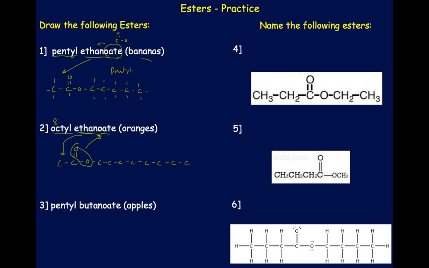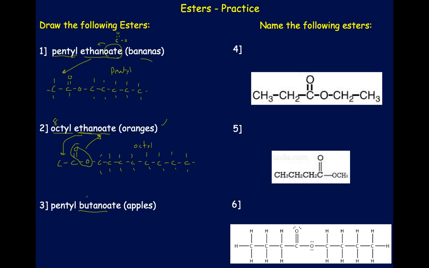A huge molecule. 1, 2, 3. We've got to put our things down here. Just make sure I got this right. 1, 2, 3, 4, 5, 6, 7, and 8. Looks pretty good. So that would be octyl. Here's your octyl part, and there's the ethane part and the oate. And that would smell like oranges, my favorite fruit.